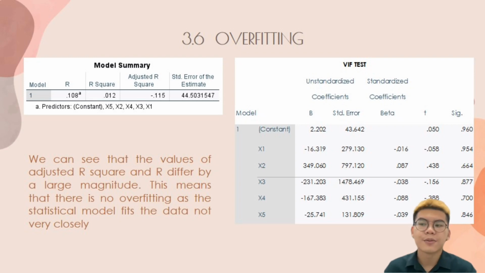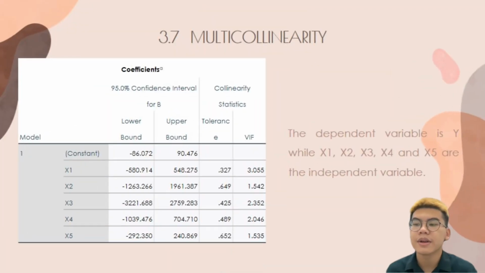I would like to present 3.6 overfitting. From the table, we can see that the values of adjusted r squared and r differ by a larger magnitude. This means that there is no overfitting, as the statistical model does not fit the data very closely. And next, 3.7 multicollinearity. The dependent variable is y, where x1, x2, x3, x4, and x5 are independent variables. Generally speaking, a VIF value between 1 and 5 means that the variables are moderately correlated. Next, we can say that multicollinearity exists between the 5 independent variables.